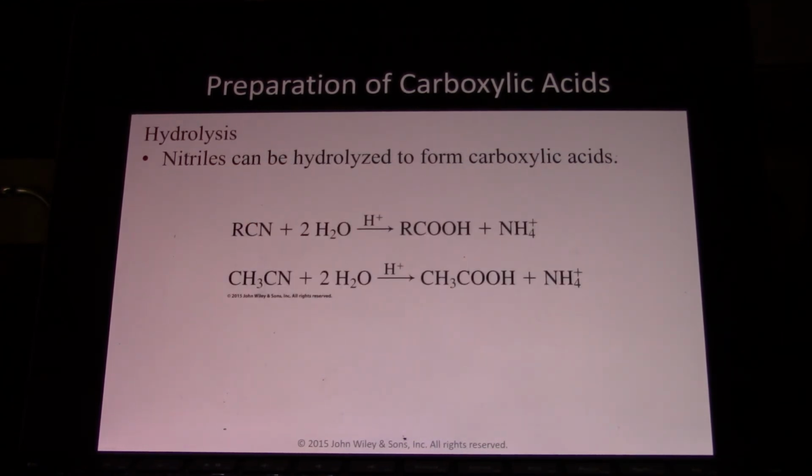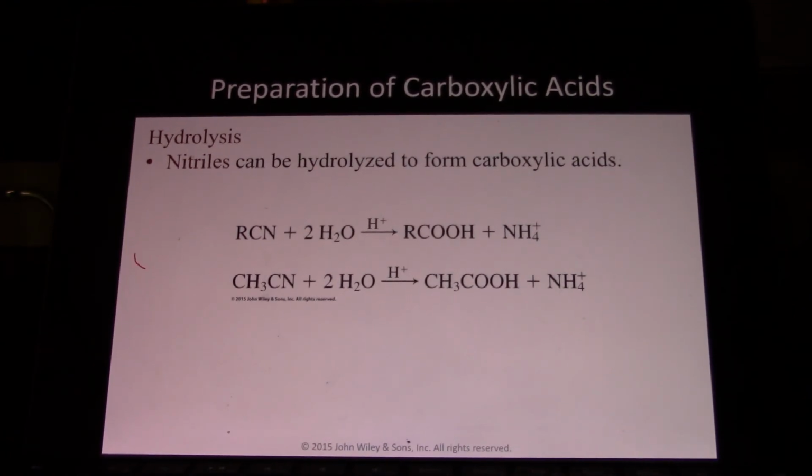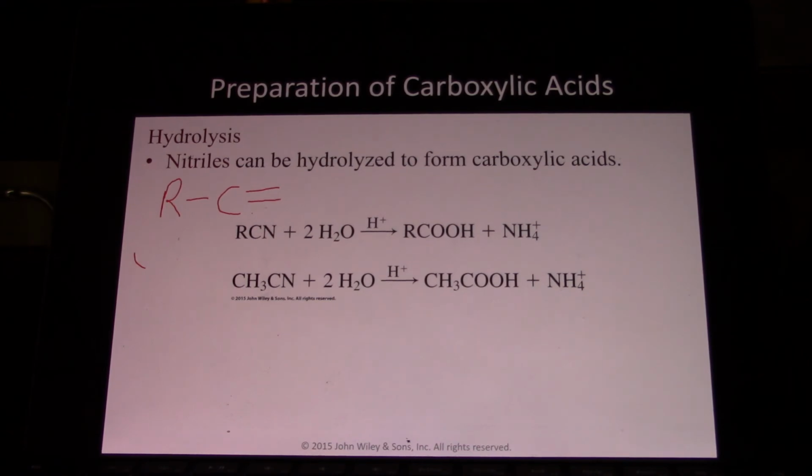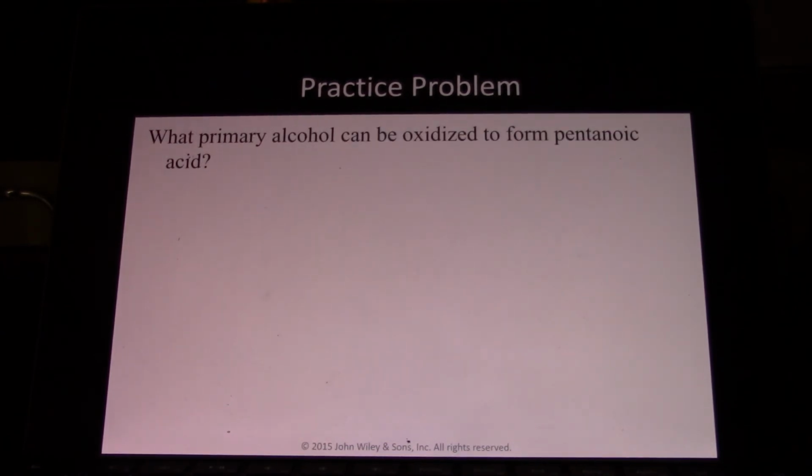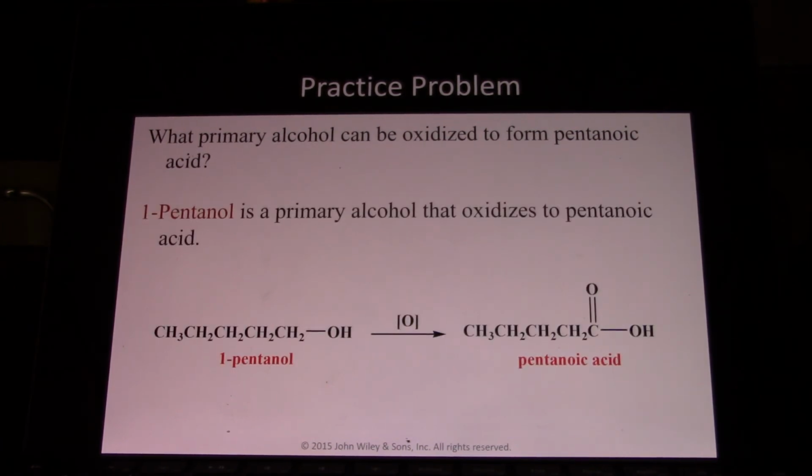And we can hydrolyze nitriles. Again, nitriles are R, C, triple bond N. Acetonitrile is a common solvent because it's very polar and there's no protic hydrogen, so it's very useful in organic chemistry. So what primary alcohol can be oxidized to form pentanoic acid? 1-pentanol. It's got to be a primary alcohol to become a benzoic or a pentanoic acid. So only primary alcohols can be oxidized into carboxylic acids.